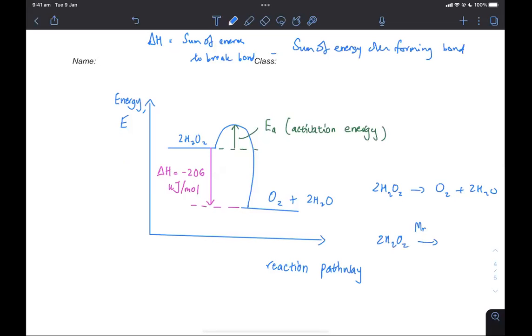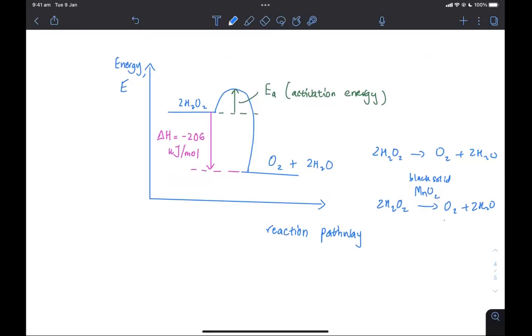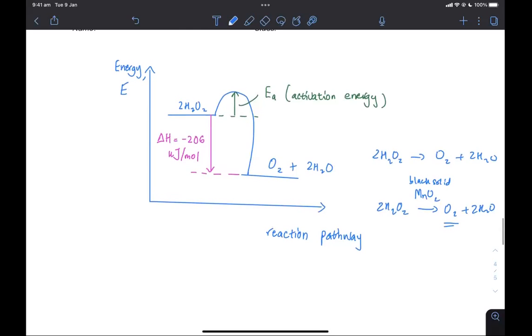If I use MnO2, this black solid, I showed you during the gas collection when you were in year 9. This one produced a lot more bubbles because the reaction is faster. So a catalyst will speed up the reaction. It makes the reaction go faster.